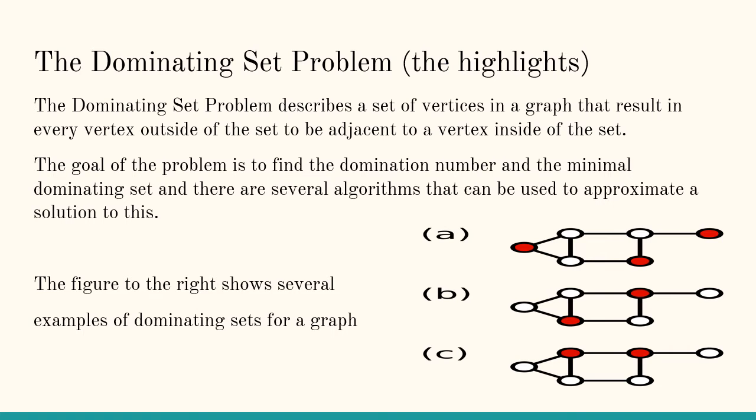The dominating set problem describes a set of vertices in a graph that result in every vertex outside of the given set being adjacent to a vertex inside of the set. The goal of the problem is to find the domination number, the minimal dominating set, and there are several algorithms that can be used to approximate a solution to this. As you can see, the figure to the right shows several examples of dominating sets for a given graph.